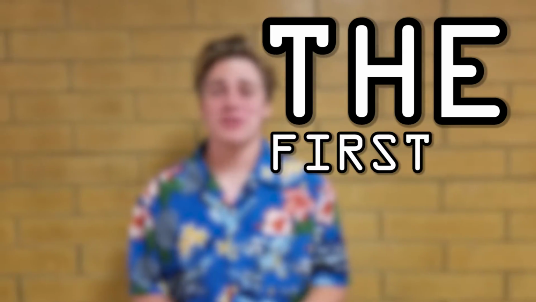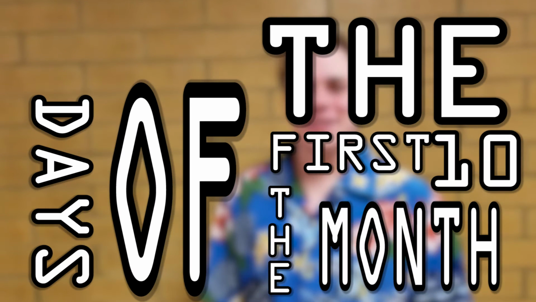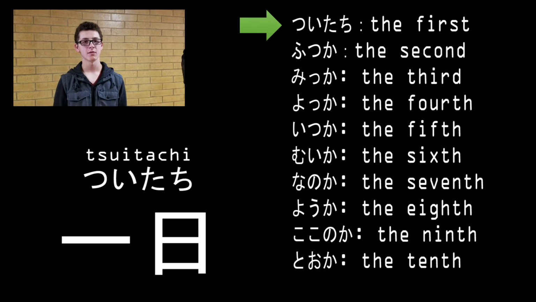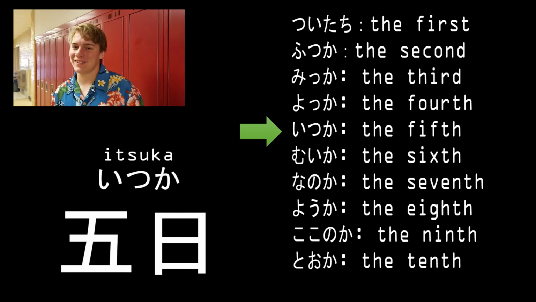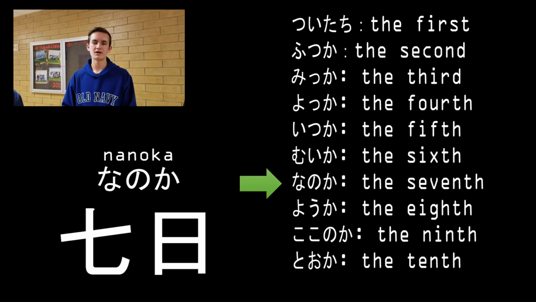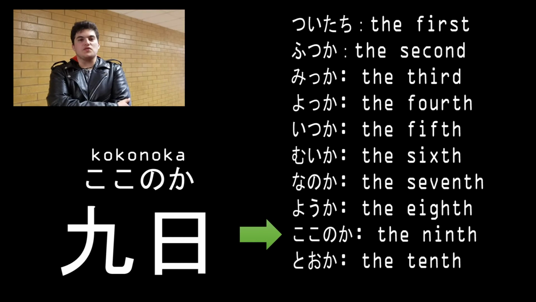Konnichiwa. Brayden here. So today in this video, we're going to be talking about the first 10 days of the month. Tsuitachi. Futsuka. Mikka. Yokka. Itsuka. Muika. Nanoka. Youka. Kokonoka. Tooka.